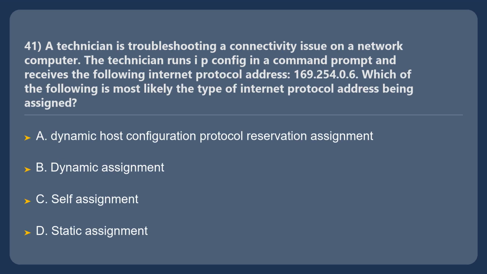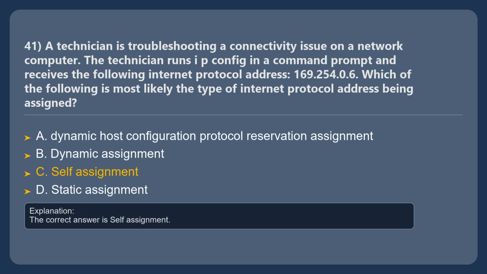Question 41. A technician is troubleshooting a connectivity issue on a network computer. The technician runs ipconfig in a command prompt and receives the following Internet Protocol address, 169.254.0.6. Which of the following is most likely the type of Internet Protocol address being assigned? Option A, Dynamic Host Configuration Protocol Reservation Assignment. Option B, Dynamic Assignment. Option C, Self-Assignment. Option D, Static Assignment. The correct answer is option C, self-assignment.